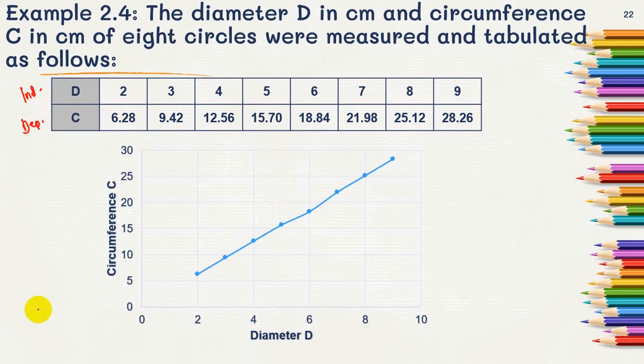Why? Because the value of the circumference depends on the value of d. As you can see, the relationship is that as the value of the diameter increases, the circumference also increases. So this is a direct variation. As you can see in the graph, if you plot all the points, the graph goes up. Therefore, it's an example of direct variation.